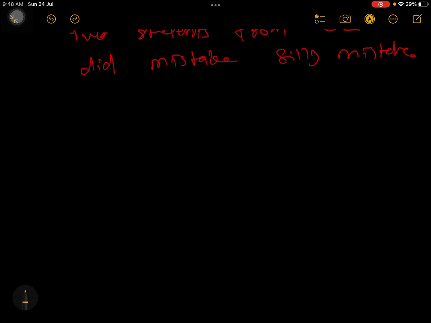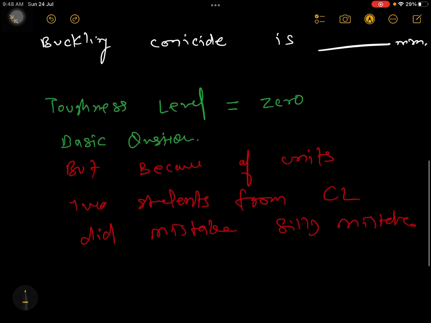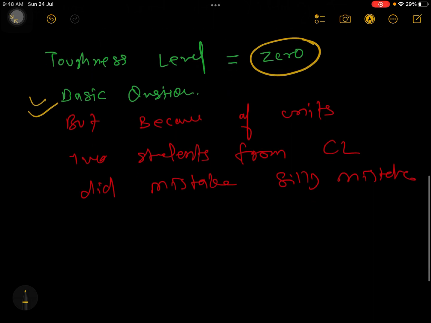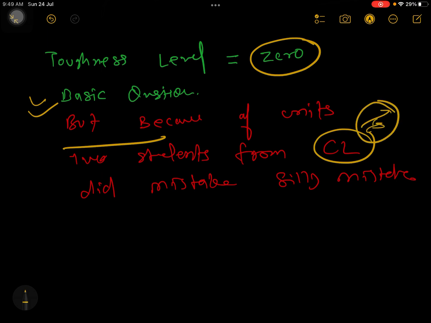See, before going to the question, you should know this question level is actually 0. This is a very basic question when we tackle this topic. So okay, let's understand. But actually, when my students from Concept Library came out of the exam hall, two students did the same very silly mistake. I will explain what this mistake is about.